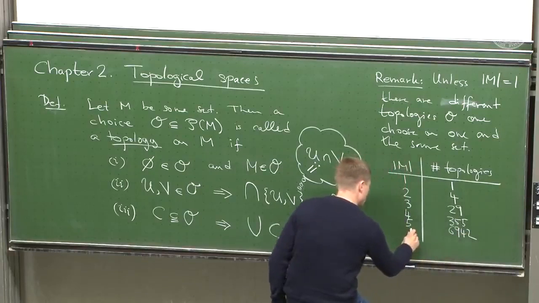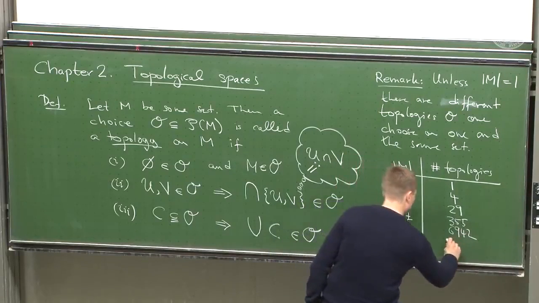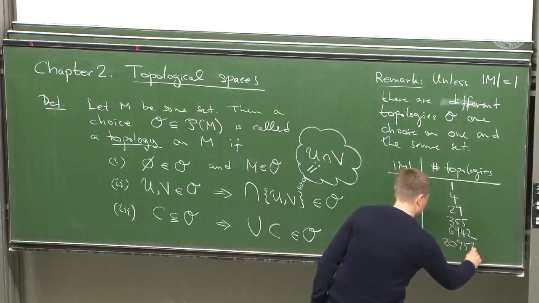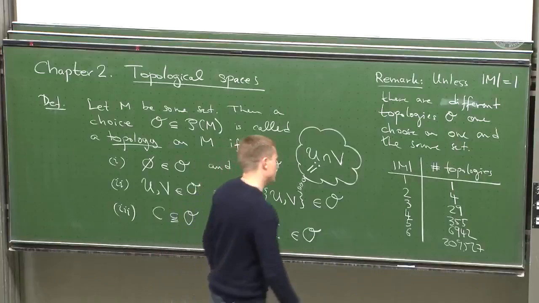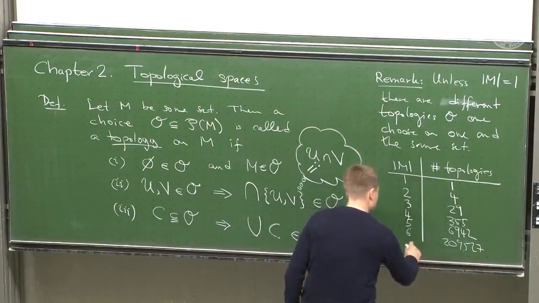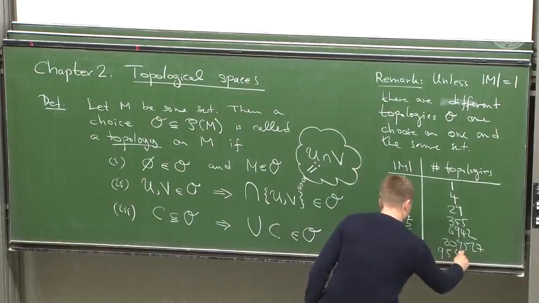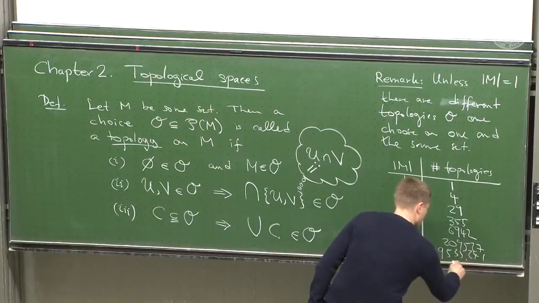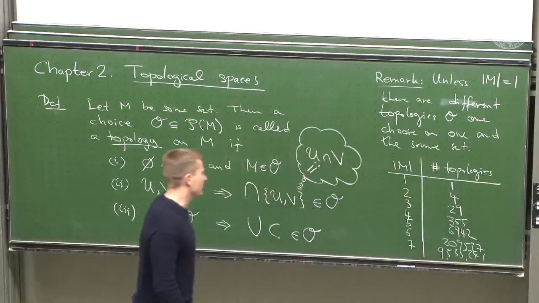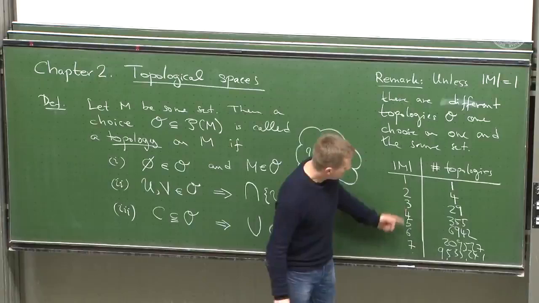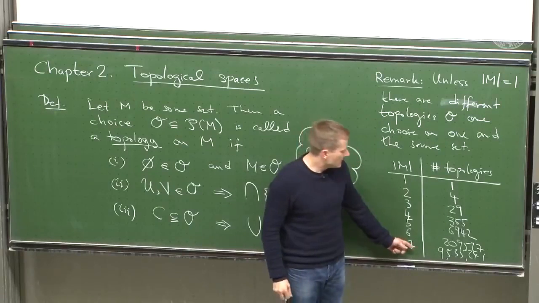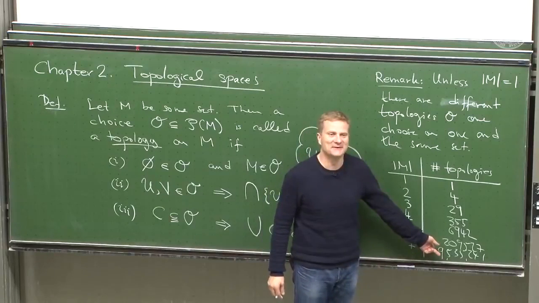6,942 choices. If M is 6, you have 209,527 choices. And if the set M has 7 elements, you have 9,535,241 choices. And you see already for a 7-element set, it's an extreme number, right?